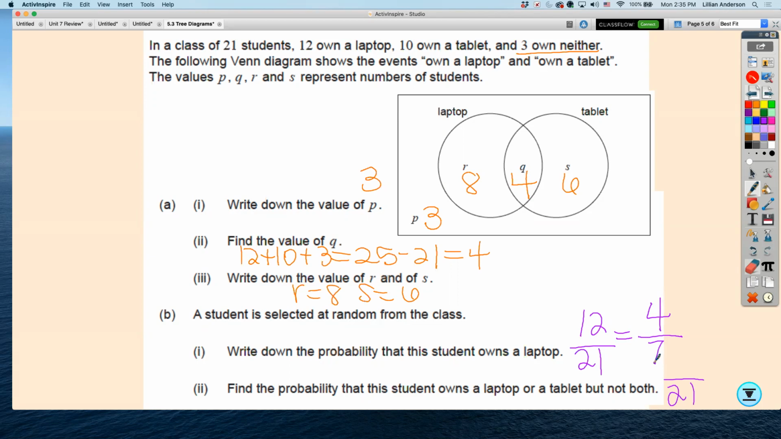Now we're going to find the probability that a student owns a laptop or a tablet, but not both. So how many own just the laptop and just the tablet? 8 and 6, which would be a total of 14. What number goes into 14 that also goes into 21? 7. So 14 divided by 7 is 2, and then 3. There we go.